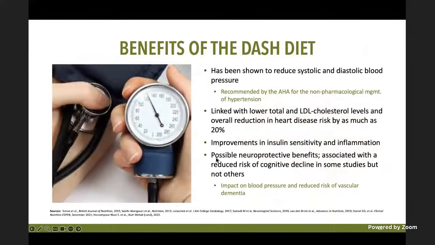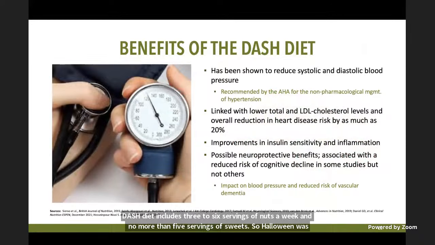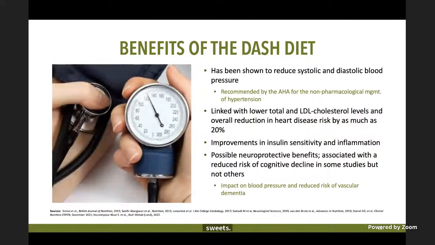And what we have been shown is that the DASH diet does reduce systolic, diastolic blood pressure. It's been linked with lower risk of heart disease, improving insulin sensitivity, inflammation. And some studies have shown that it may have those neuroprotective benefits. Some studies show that consuming the DASH diet is linked with a reduced risk of cognitive decline.